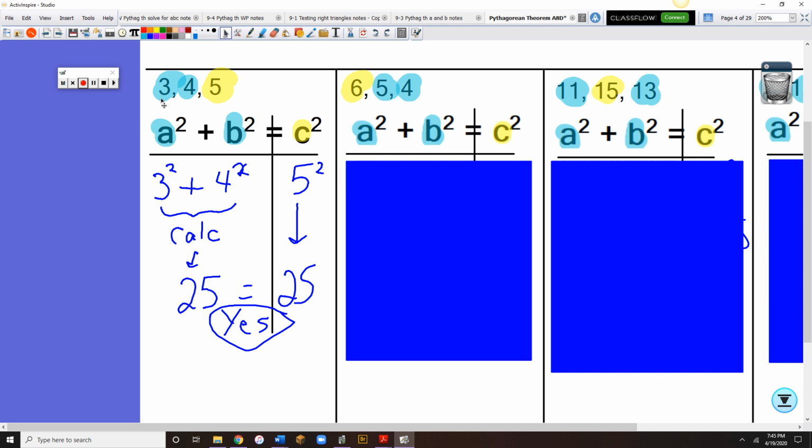That means if I have a stick that's 3 feet long, and a stick that's 4 feet long, and a stick that's 5 feet long, and I put them together, I can make a right triangle.